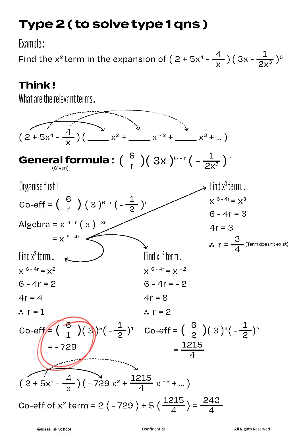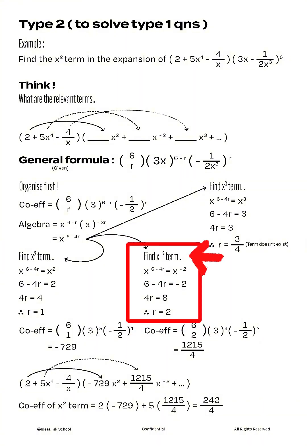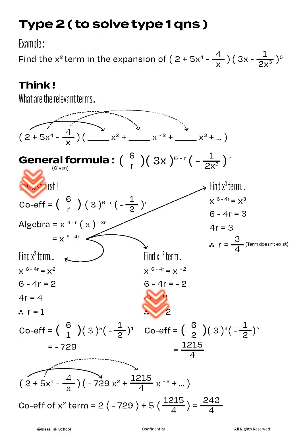Next, we're going to use the general formula and try to find the x to the power minus 2 term. So we're going to equate the general formula to x to the power minus 2, and if you do the comparison of the power, you'll realize that r is actually equal to 2. Then we're going to substitute that r equals 2 into the general formula for the coefficient, and you're going to get the x to the power minus 2 term fully revealed for us.